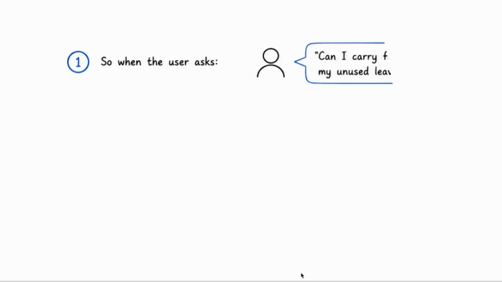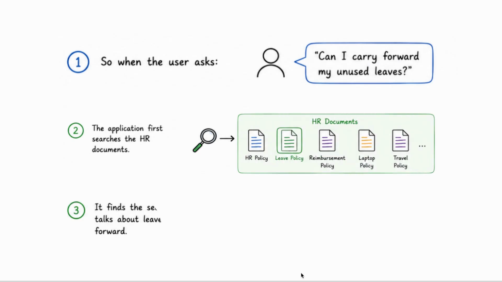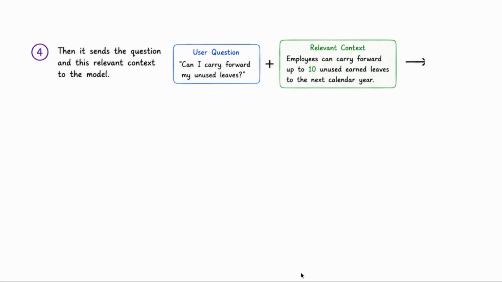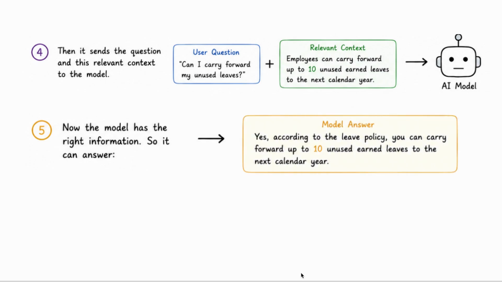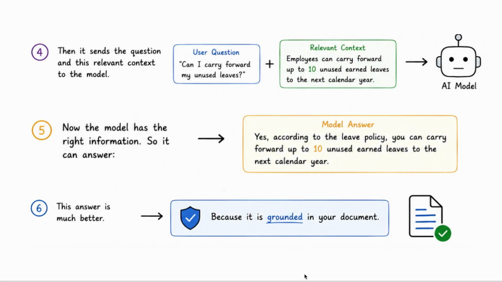So when the user asks, can I carry forward my unused leaves? The application first searches the HR documents. It finds the section that talks about leave carry forward, and then it sends the question and this relevant context to the model. Employees can carry forward up to 10 unused earned leaves to the next calendar year. Now the model has the right information, so it can answer: yes, according to the leave policy, you can carry forward up to 10 unused earned leaves to the next calendar year. The answer is much better because it is grounded in your document.